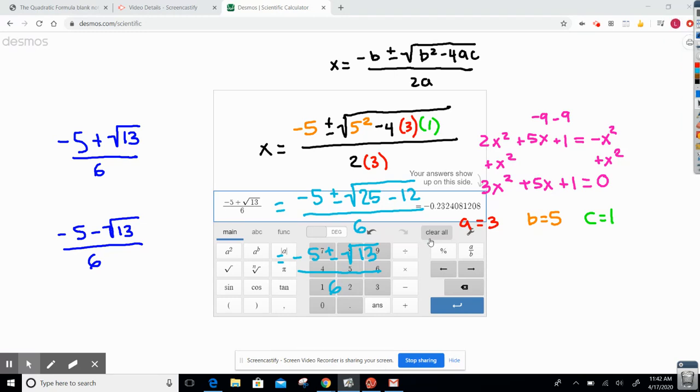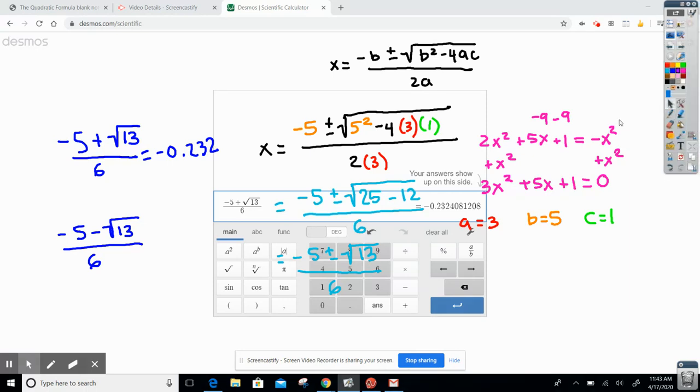It tells me that this equals, let me get my pen, sorry guys, this equals -0.232. Technically 232, 408, 1208, but I'm not going to go that far. Negative 0.232. Now I'm going to do the same exact thing for my other problem.